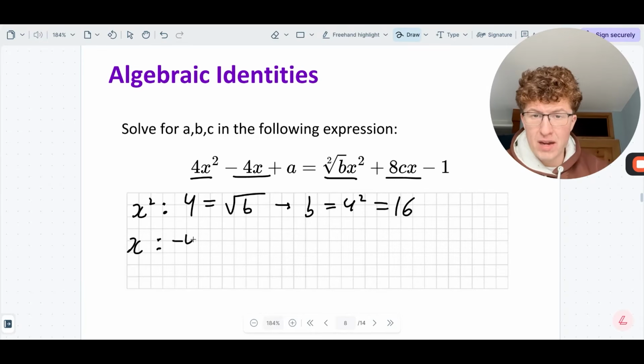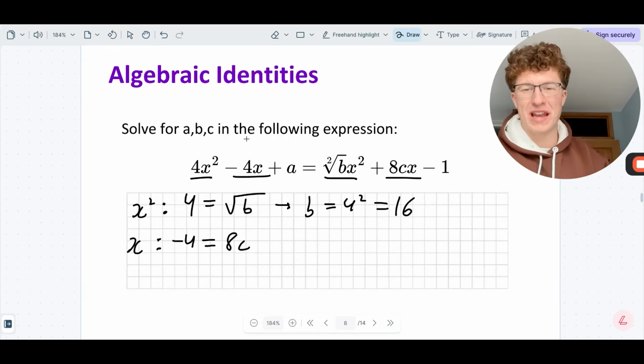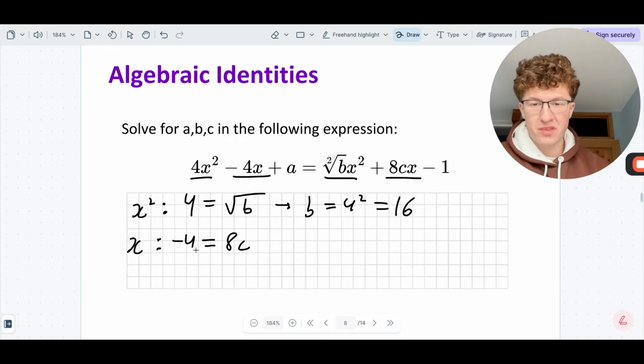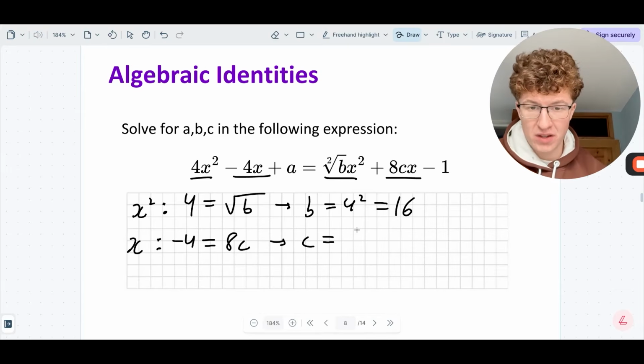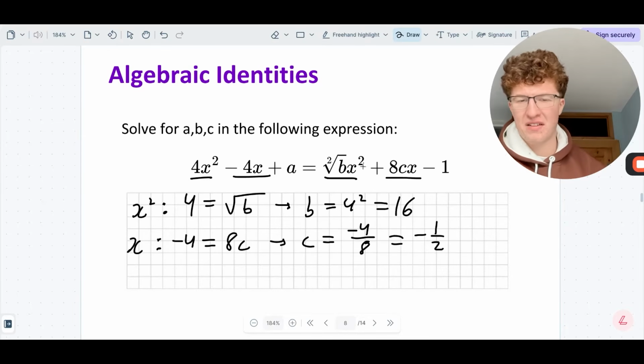Now, let's look at the x terms. We have minus 4 is equal to 8c, because they're both with the x's. So minus 4 is equal to 8c. That means that c must equal minus 4 divided by 8, which is equal to minus 1 over 2. So c is minus a half.